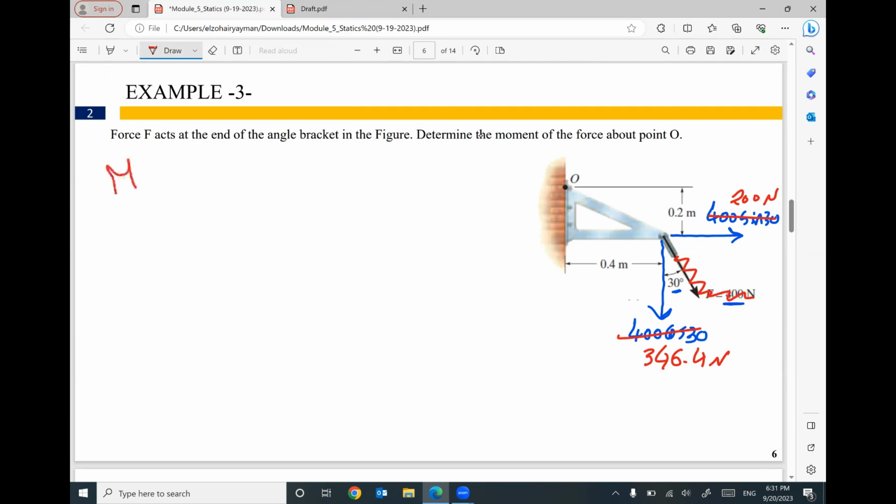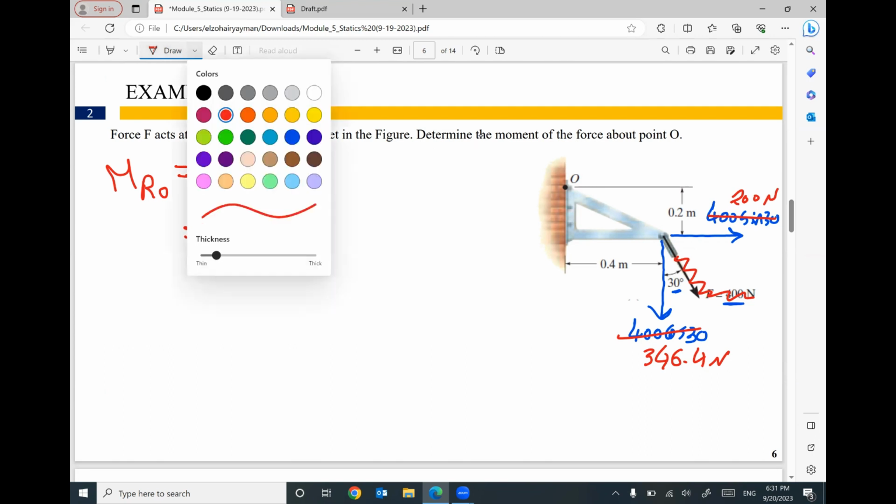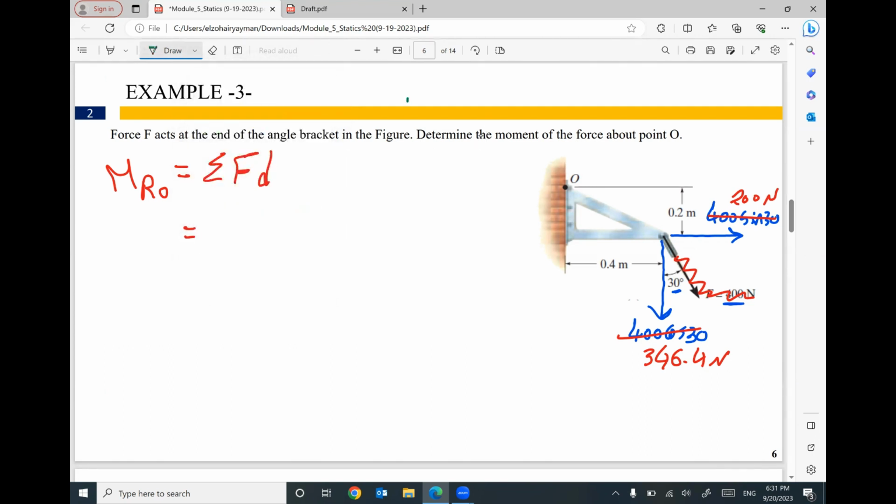Go ahead and define the resultant moment about point O, equal to the summation of each force times its distance. Let's start with the first force, 200. What is the distance between 200 and the point O? Since 200 is a horizontal force, I have to measure the distance in a vertical direction. It will be 0.2. Your distance and your force are perpendicular. We are good.